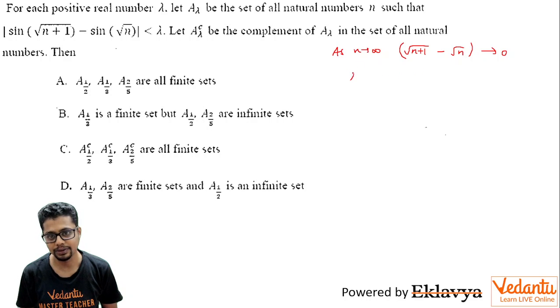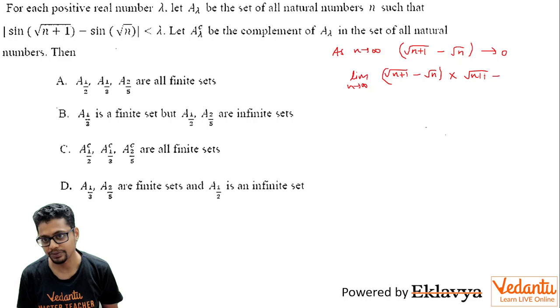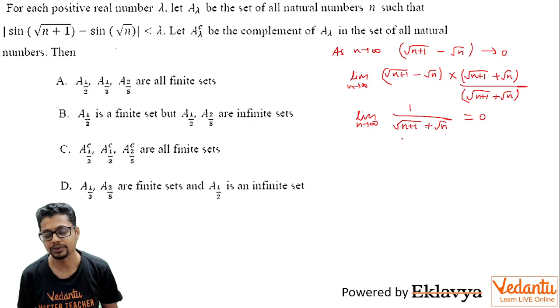Or you can actually use the concept of limit to reach this conclusion. Limit n tending to infinity of root n plus 1 minus root n: you multiply and divide by root n plus 1 plus root n. So you get limit n tending to infinity of 1 by root n plus 1 plus root n, so it is definitely becoming 0. That means as n tends to infinity, this expression is tending to 0.